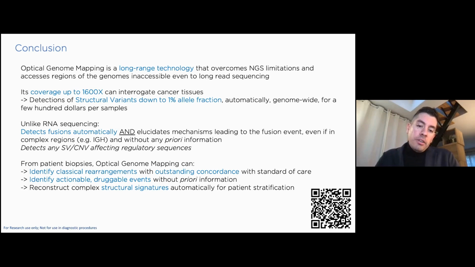From the different evaluations, we saw that optical genome mapping can identify classical rearrangements informative for patient diagnosis and risk stratification. It shows outstanding concordance with the standard of care, but at a much higher resolution. It can identify actionable, druggable events without a priori information often missed by conventional workflows, and it can also reconstruct complex structural signatures automatically without the need of a complex bioinformatic pipeline to run.